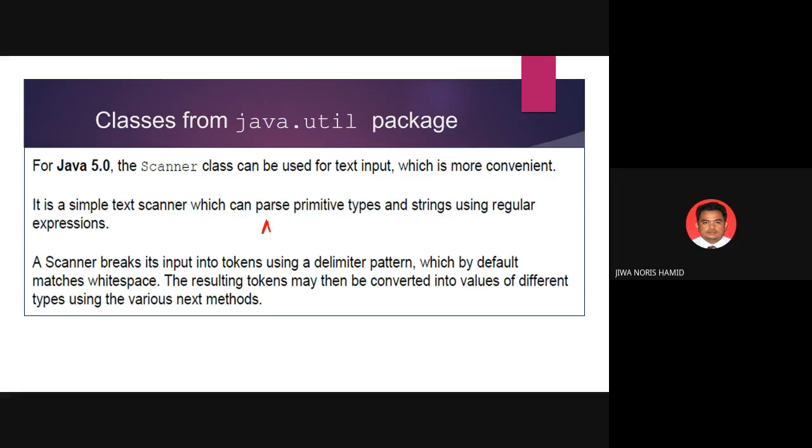Ataupun ada sometimes kita guna semicolon. Contohnya we write Abu semicolon 30. Bila dia jumpa semicolon, oh this is used to split the data. Ataupun kalau kita tekan dekat sini Abu and then colon 30, oh, Abu colon 30, colon is used to split the data, or sometimes we use comma. Abu comma and then 30, comma is used to split the data. It depends on the delimiter pattern types that you choose.